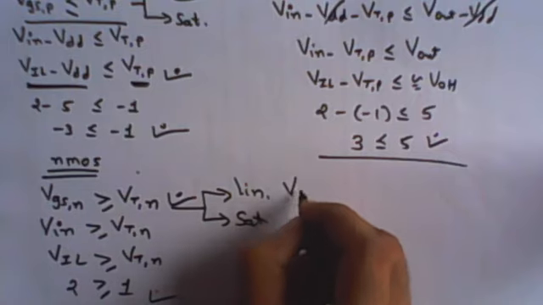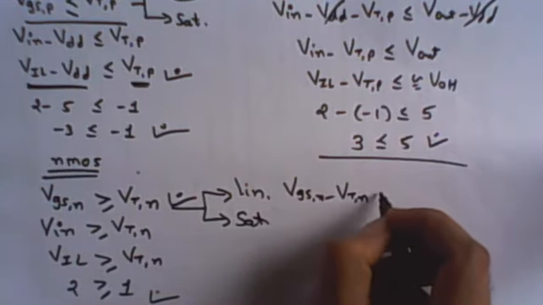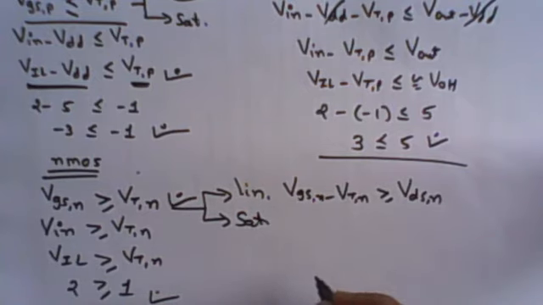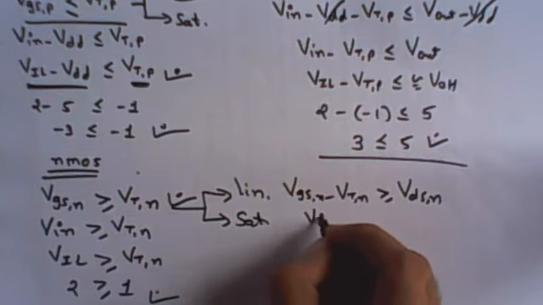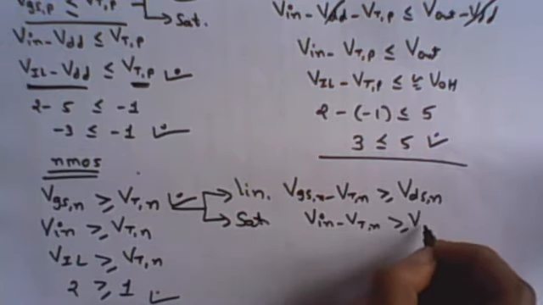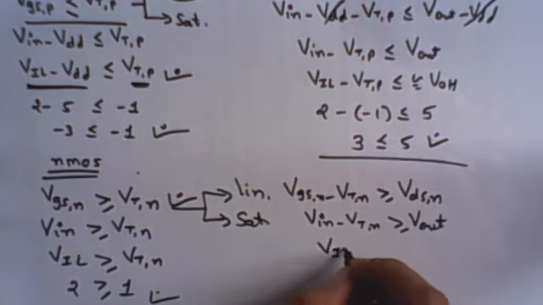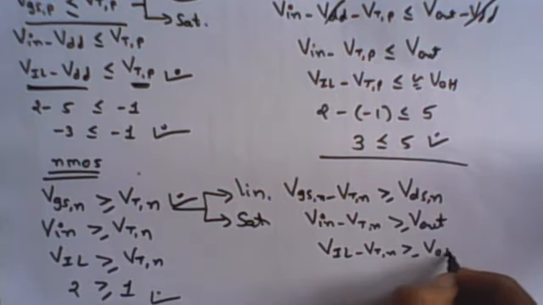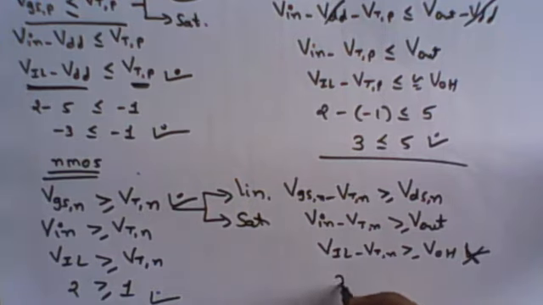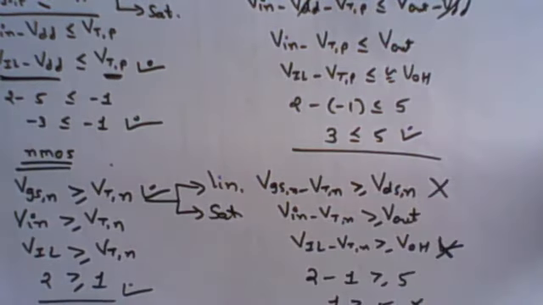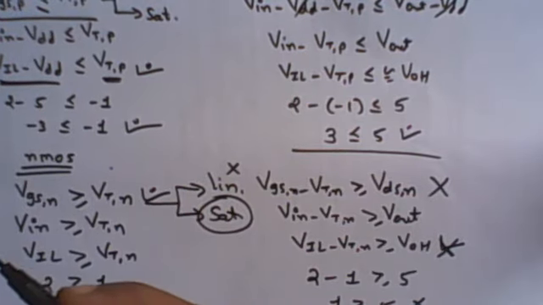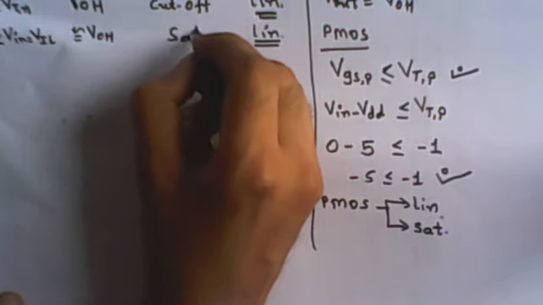For the linear region, the condition is VGS of n minus VT of n. If it's greater than or equal to VDS of n, then it operates in the linear region. Let's substitute the value of VGS of n. It is input minus VT of n. Is it greater than Vout? So input here is VIL minus VT of n. Is it greater than VOH? Here it is not greater than VOH, because if we substitute the values, 1 is not greater than or equal to 5. So this condition is not satisfied. This condition not being true means the nMOSFET is not in the linear region. So the nMOSFET operates in the saturation region. So when the input is equal to VIL, the nMOSFET operates in the saturation region.